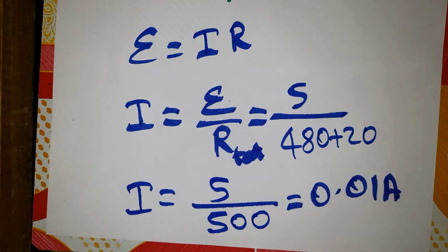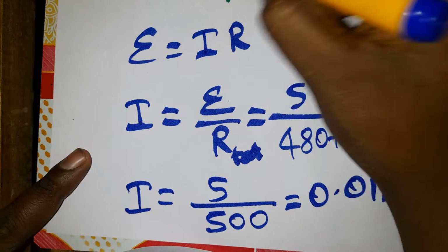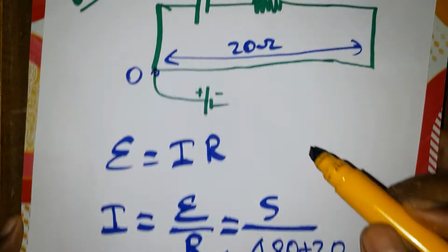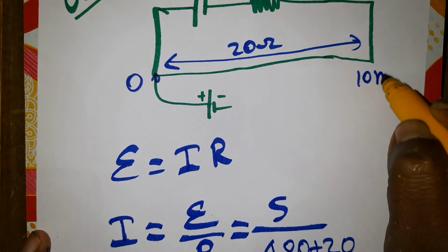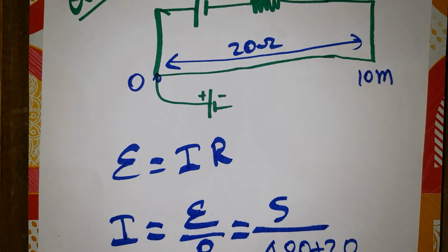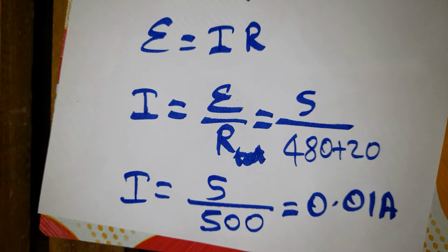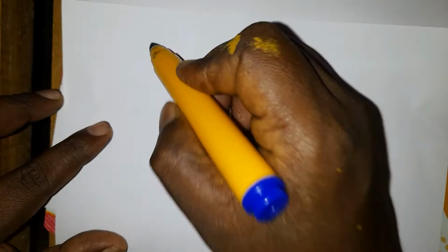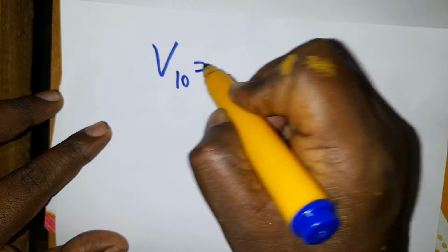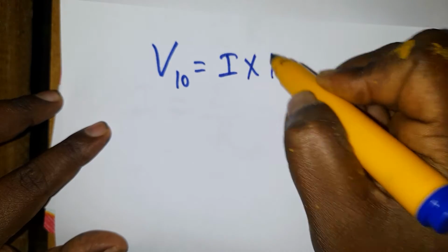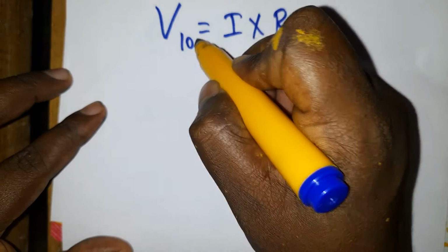Now we'll find the potential gradient. It is a 10 meter length wire. The length starts from 0, and here it's going to be 10 meter. So what about 1 meter? The current is flowing through the 10 meter wire, the voltage is applied. We have to find the voltage at 10 meter. We take current into resistance, and we can have the voltage across the 10 meter wire.